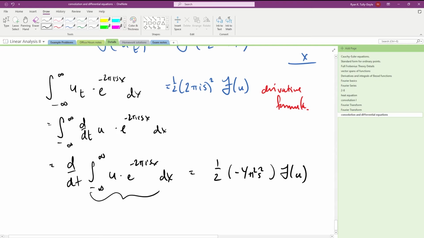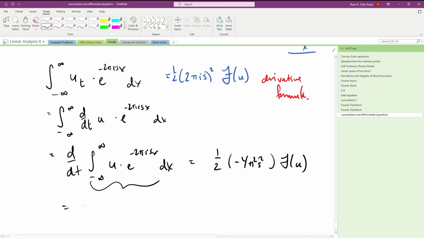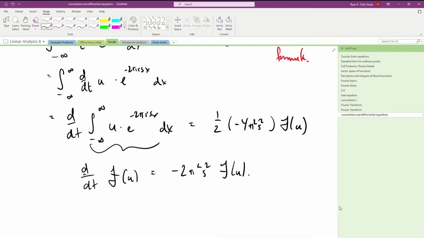And then that's just the Fourier transform of u. So this is d by dt of the Fourier transform of u is equal to minus 2 pi squared s squared times the Fourier transform of u. And now we have just an ordinary differential equation. This is a first order separable ordinary differential equation. And it's of the same form as something that looked like d by dt of y is equal to cy.